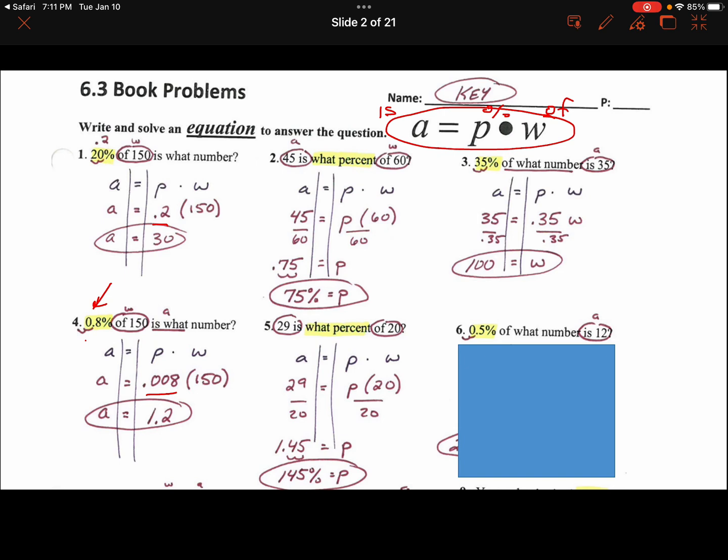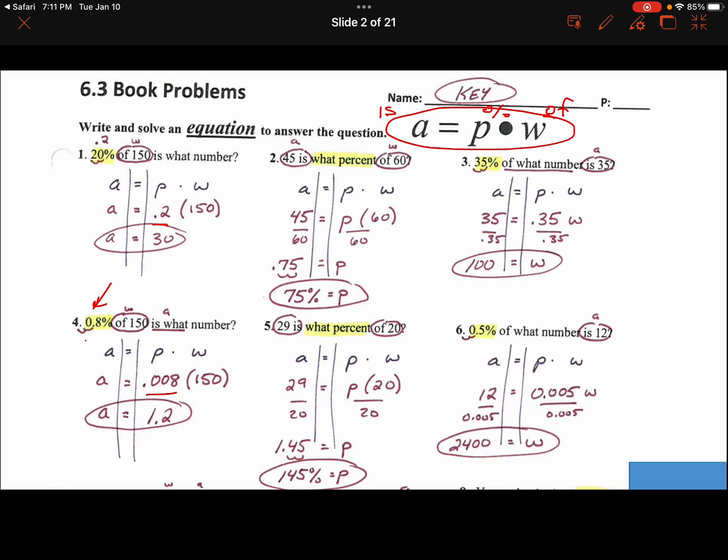Number 6 is similar to number 4. You need to move the decimal point over 2 to the left. And so you have 5 thousandths times W, and your A is 12. So you divide, and you get 2,400 for your W.